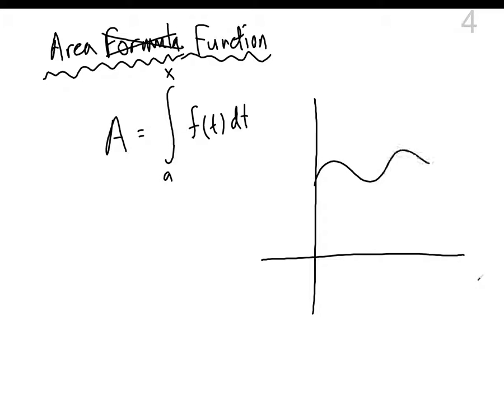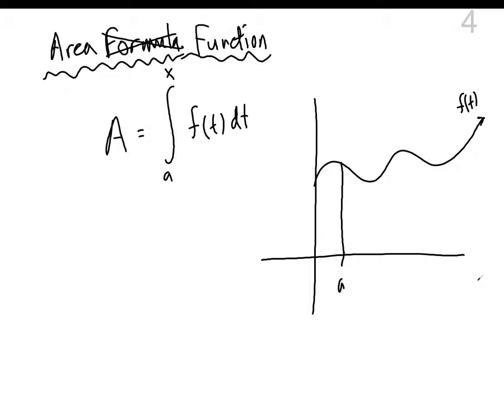I don't care what it looks like. That's f of t. And I have some value a. A doesn't change. A is a constant. So whether you're starting at 0, 1, 17, negative 4.2, it doesn't matter. A stays here.